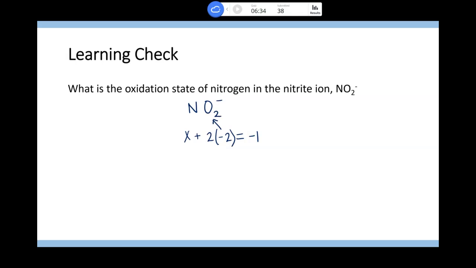So we can solve this equation for X. X is the oxidation state of nitrogen. We have X - 4 equals -1. So X equals +3, and that's the oxidation state of nitrogen.